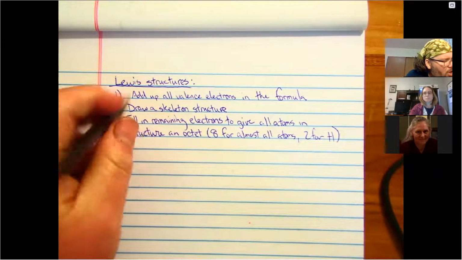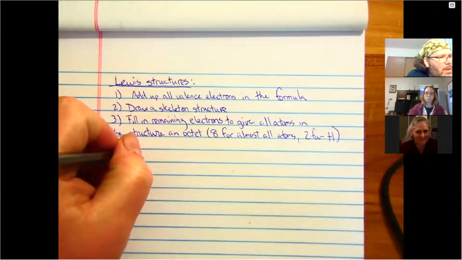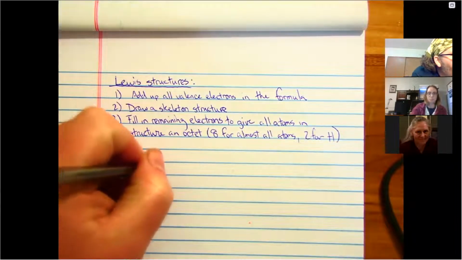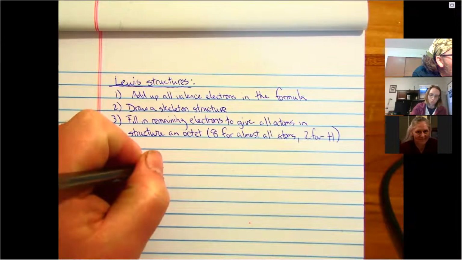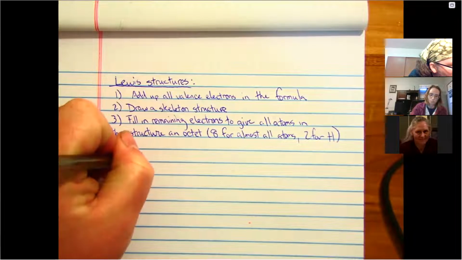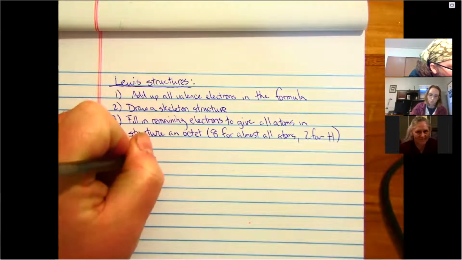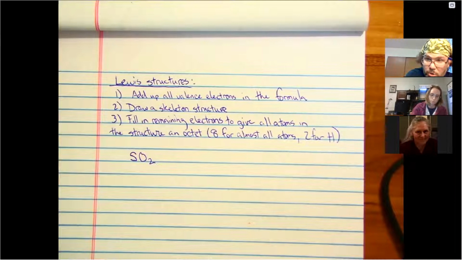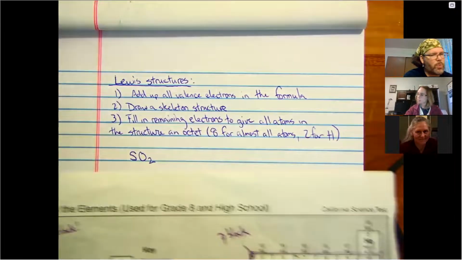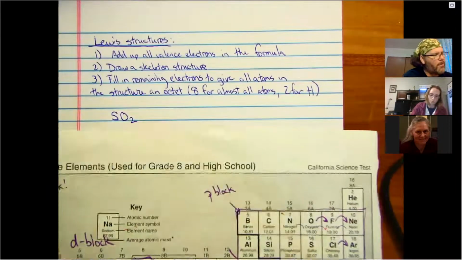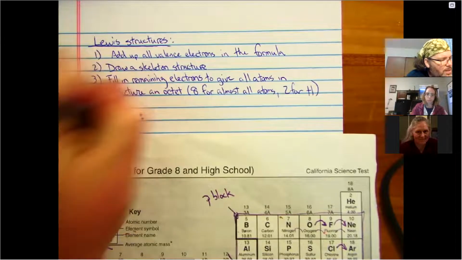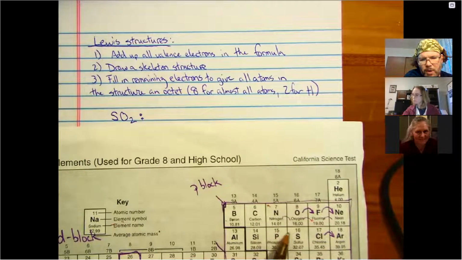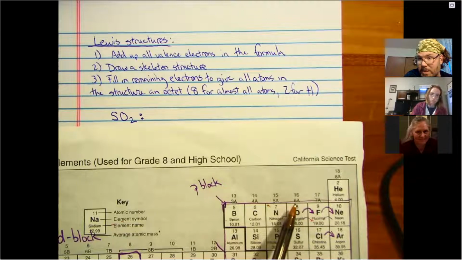All right, so let's give it a shot for something that we haven't done yet. Let's try SO2. So when we go through the steps for SO2, here's how that looks. First, I'm going to total up the number of valence electrons in this formula. When I look at sulfur, it's a group 6 element, so it has 6 valence electrons. When I look at oxygen, it's also in group 6, so it has 6 valence electrons.